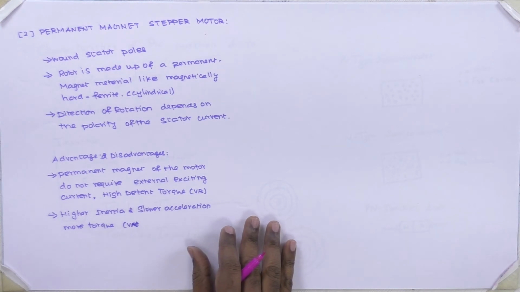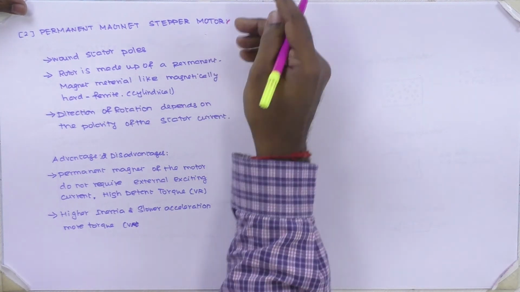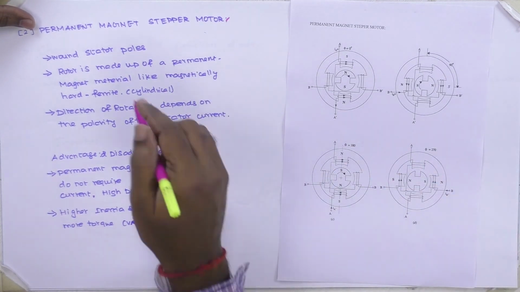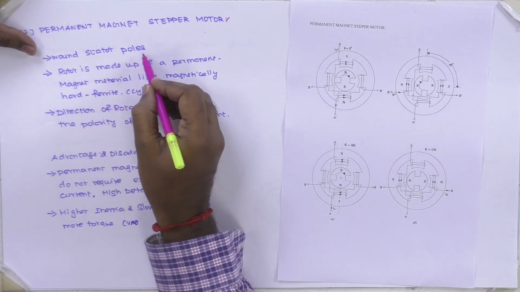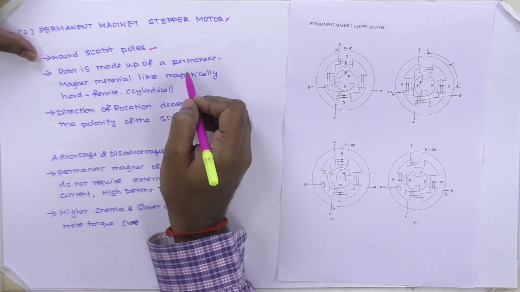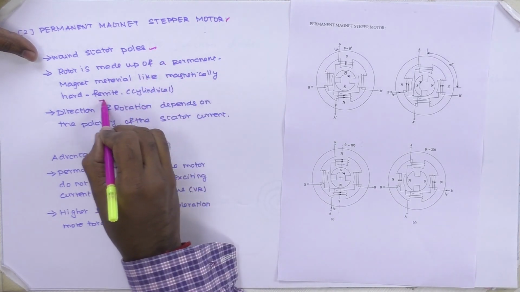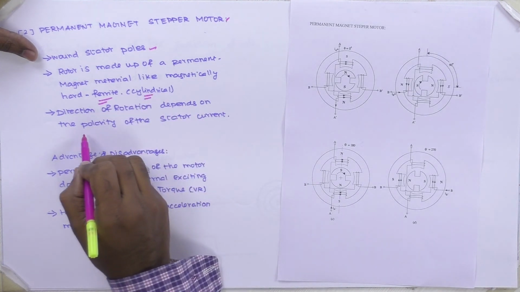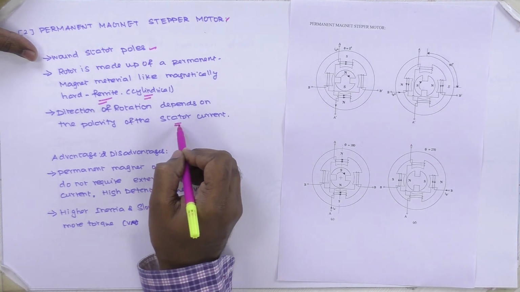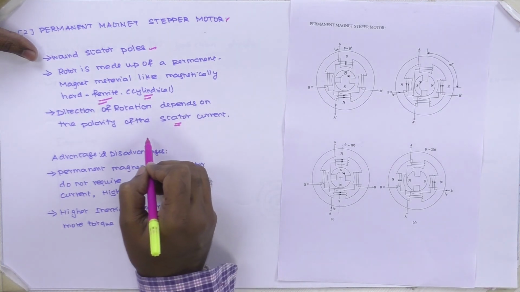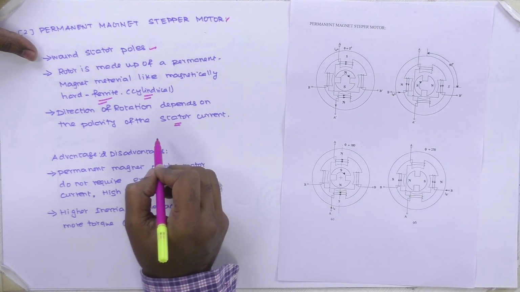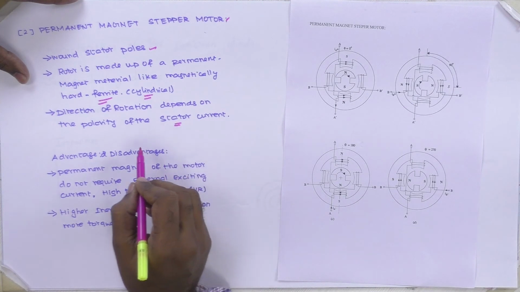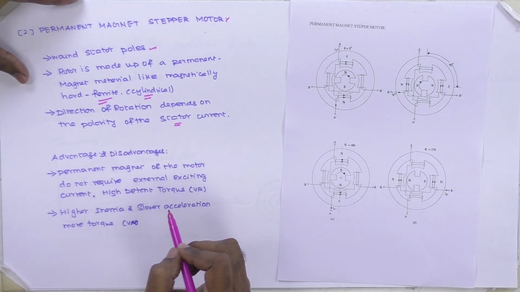The next one is the permanent magnet stepper motor. It also has stator poles, but the rotor is made up of permanent magnet material like ferrite, and the shape is cylindrical. The direction of rotation depends on the polarity of the stator current. In the variable reluctance stepper motor, the direction does not depend upon the polarity of the stator current, but in the permanent magnet stepper motor, the direction of rotation depends on the polarity of the stator current.